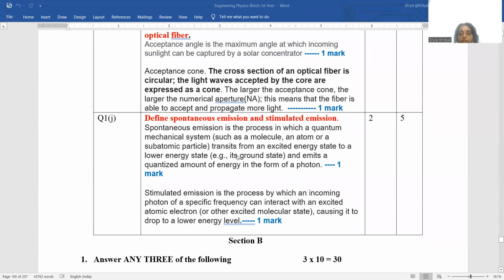Define spontaneous emission and stimulated emission. Spontaneous emission 1 mark, stimulated emission another 1 mark. So spontaneous emission is the process in which a quantum mechanical system transits from an excited energy state to a lower energy state and emits a quantized amount of heat in the form of a photon. And stimulated, the condition necessary for laser action, is the process by which an incoming photon of a specific frequency can interact with an excited atomic electron.